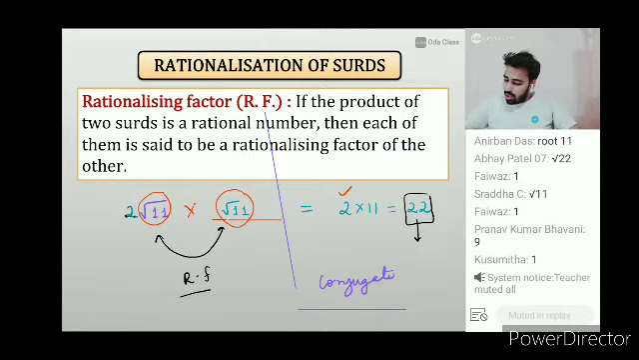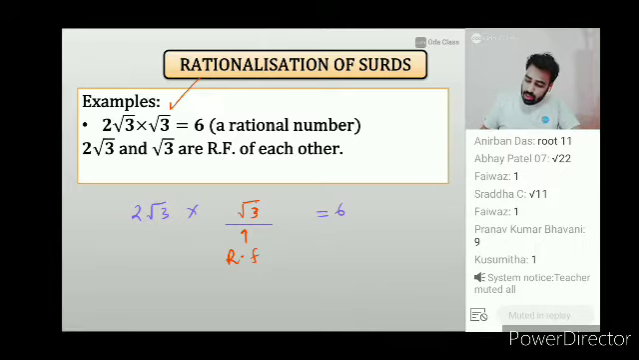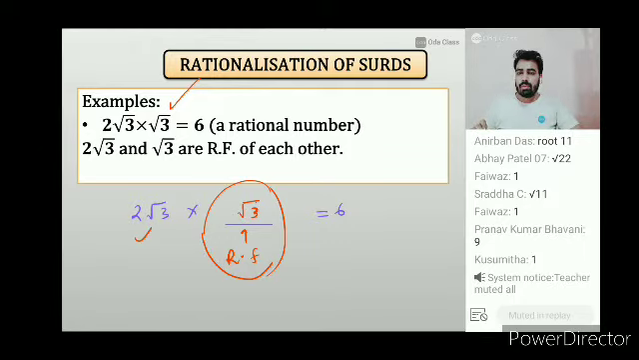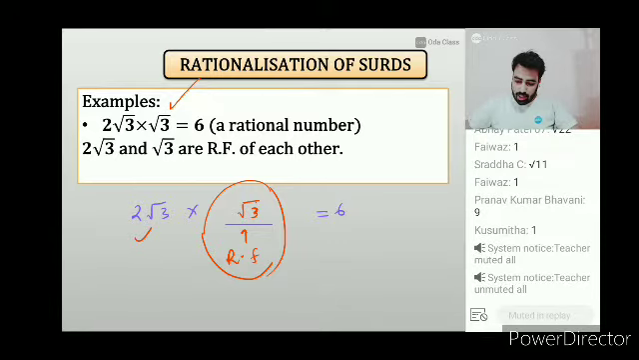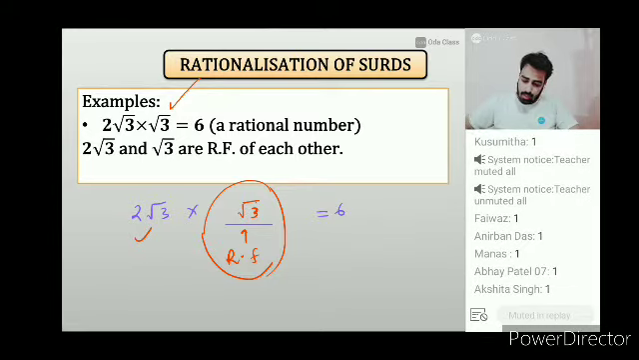Now suppose I have a question here: 2 root 3. What should I multiply with 2 root 3 so that I get a rational number? That value, whatever you are going to multiply, is the rationalizing factor. I can see that if I multiply 2 root 3 with root 3, I'll get 6. So now this root 3 is the rationalizing factor of 2 root 3. I'll give you all a hint. Don't worry, but listen properly, everyone.